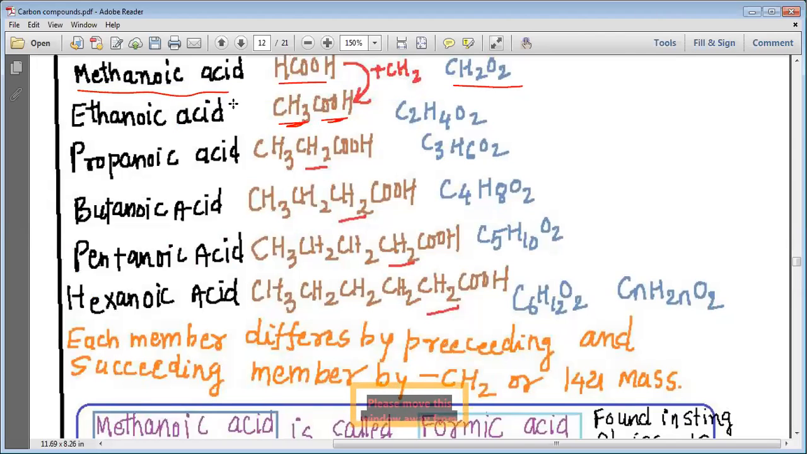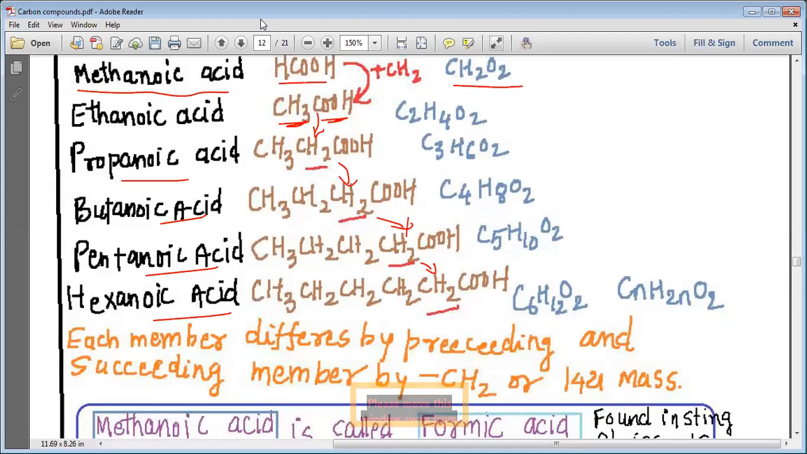So the second member is ethanoic acid. Now, if you add CH2 here, my dear students, you get the third member, propanoic acid. One more CH2 here, you will get butanoic acid. One more CH2 here, you will get pentanoic acid. One more CH2 here, you will get hexanoic acid.